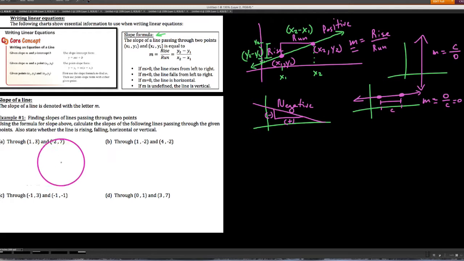We say through 1, 3, and negative 2, 7. Now, I am a big believer in visually representing this. If we were to actually sketch this out, we'd say one of our points is right 1, up 3. So that's this point here, 1, 3. And we have left 2, down 7. So 1, 2, 3, 4, 5, 6, 7. So that would be here.